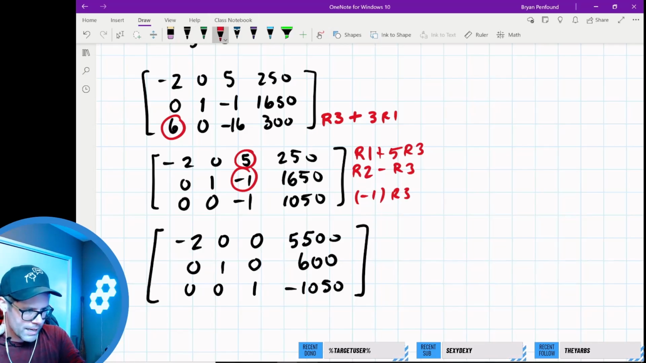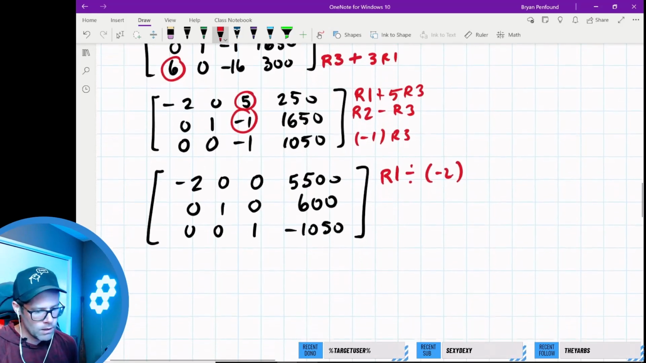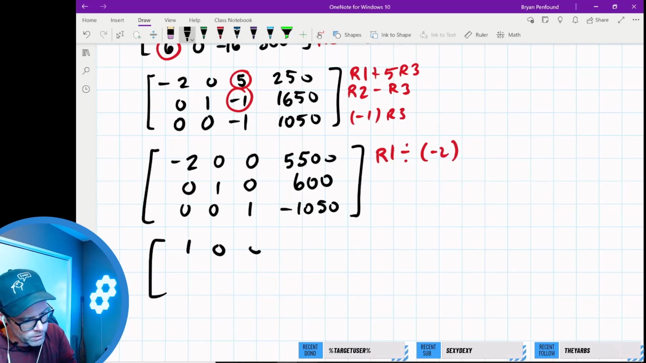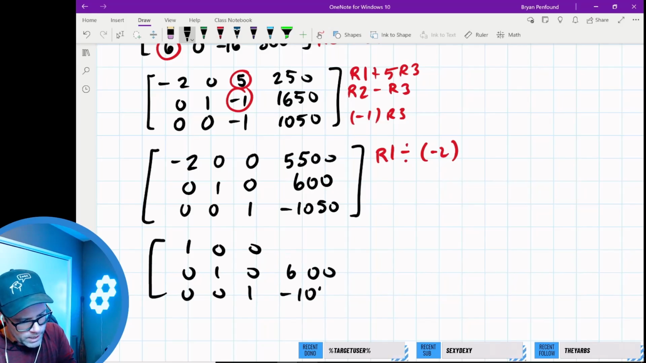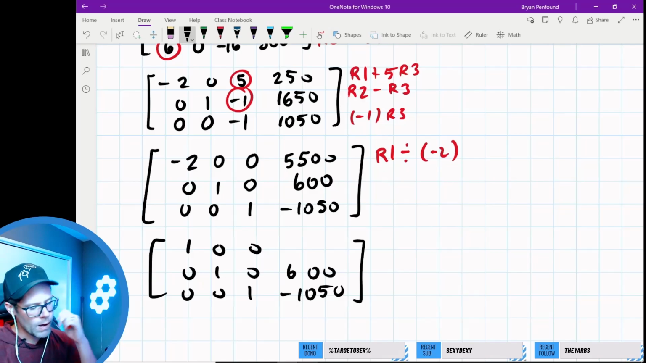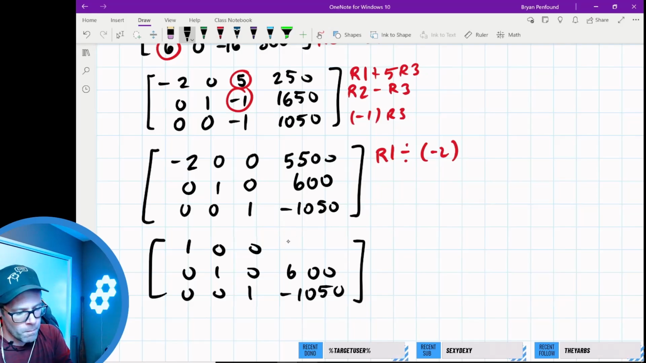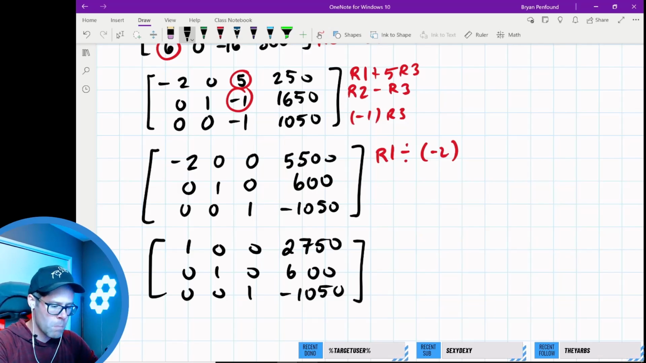And then I guess the last step is just to take row 1 and divide by negative 2, or multiply by negative 1/2. That should fit the bill as well. So that should give us 1, 0, 0, 0, 1, 0, 0, 0, 1. And we'll have a 600, we'll have a negative 1050. And when we divide that by 2, what do we get? 25 and a 250, so 2750.